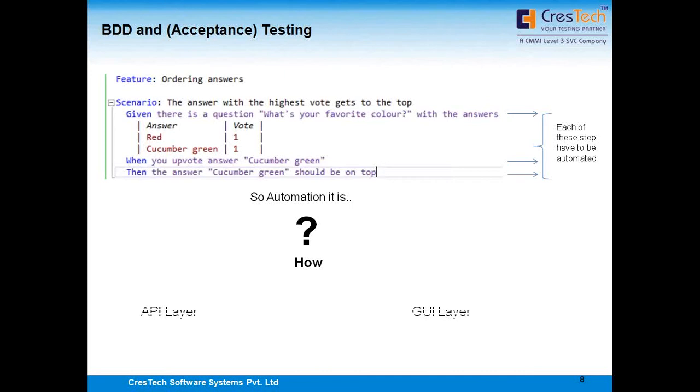So at the API level, what we can do is map these statements to a specific API call and then track the result. We need not go to the front end. In fact, most of the Agile and BDD professionals recommend that, in order to make your tests more agnostic to application changes, it's better to do it at the API level.